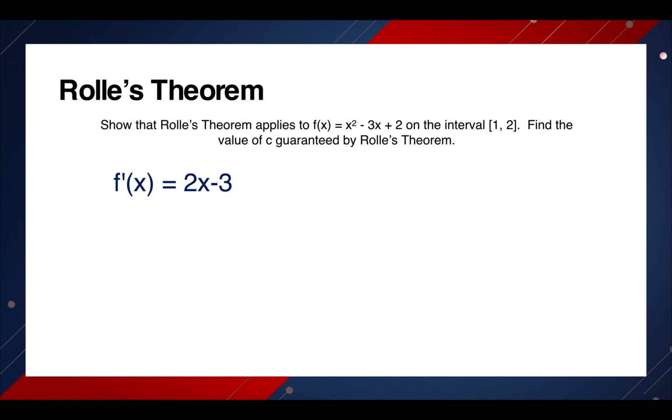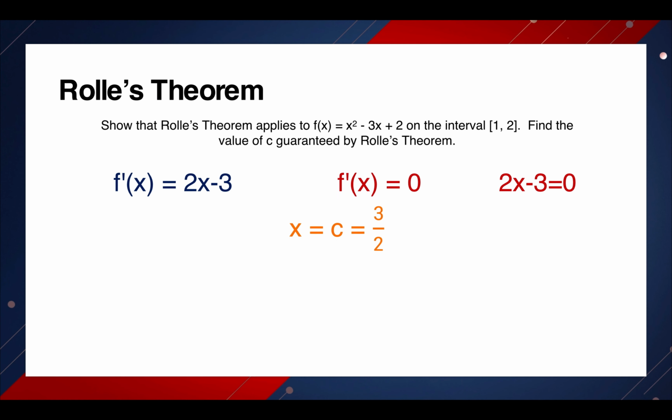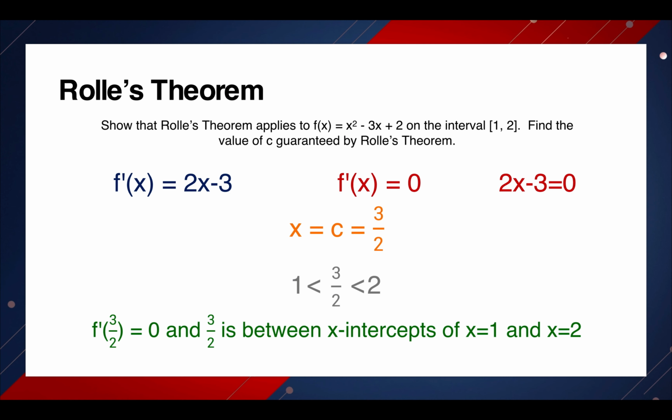So first, let's take the derivative of this function, which is equal to 2x minus 3. And as we know from the theorem, the derivative at this point is equal to 0. So we get the equation 2x minus 3 is 0. By solving this equation, we know that x, which is c, is equal to 3/2. And then we have successfully found the point, which is 3/2.